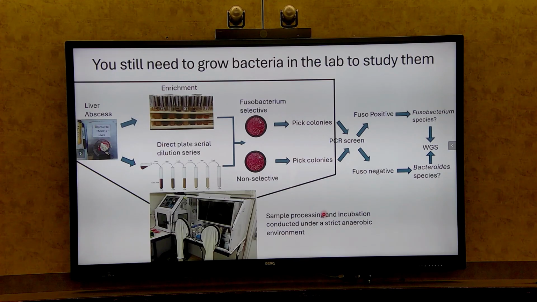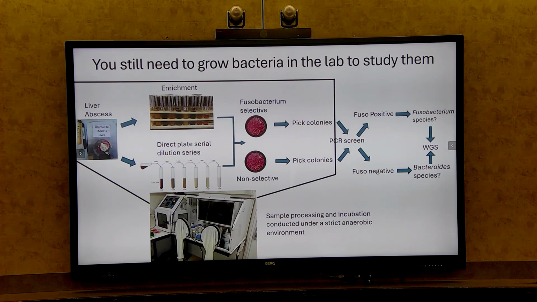So this is the approach that we've used in our lab. This is a picture of a liver abscess that we collected and dissected. You can see it's a nice juicy one. We took the pus from that abscess and we either directly inoculated it into tubes and allowed it to grow, so we're enriching for whatever's in there that wants to grow, or we inoculated a plate and then made a dilution series, which is just serially diluting the amount of bacteria and then plating them.